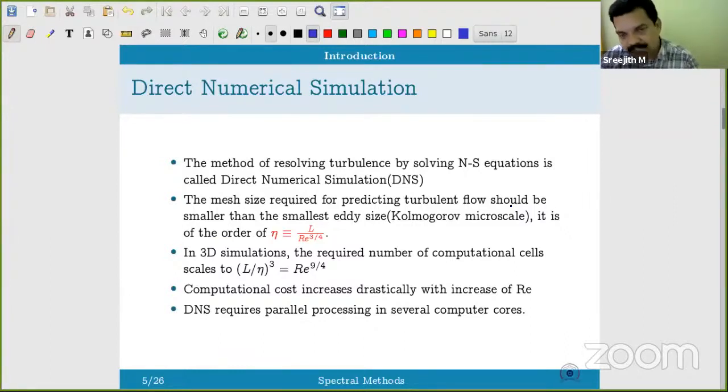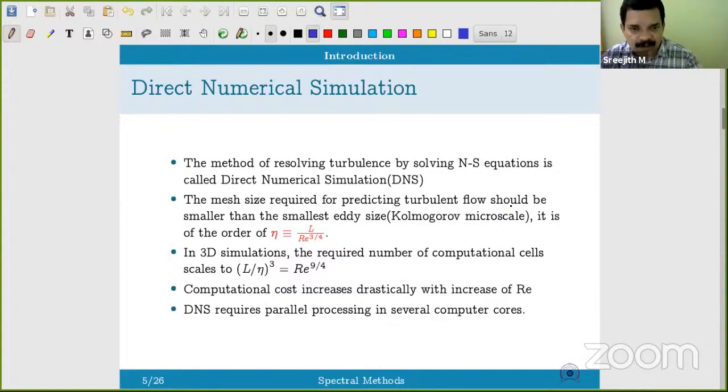So you simplify the equation using some modeling terms. If you are not using any simplification or any modeling, then you will get the instantaneous velocity and instantaneous properties directly from the simulation. That type of simulation is known as direct numerical simulation. So in any fluid flow simulation, we have to discretize the domain.